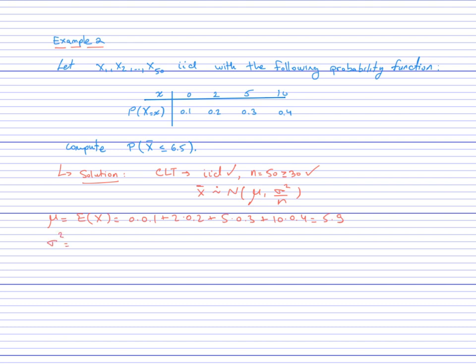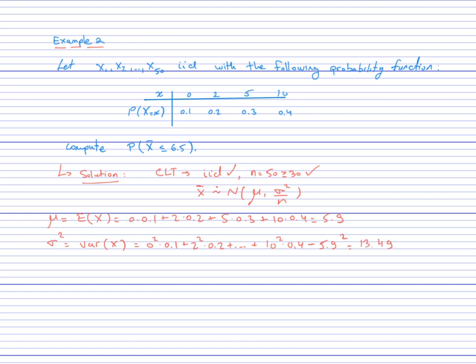So in the end, if you do that, you'll get that the expected value equals 5.9. Next, let's compute the variance of X. So we need to take each value, square it, and multiply by its probability, and so on. 10 squared times 0.4. And again, we need to subtract the expected value squared, so 5.9 squared. If you do that, you'll get 13.49.